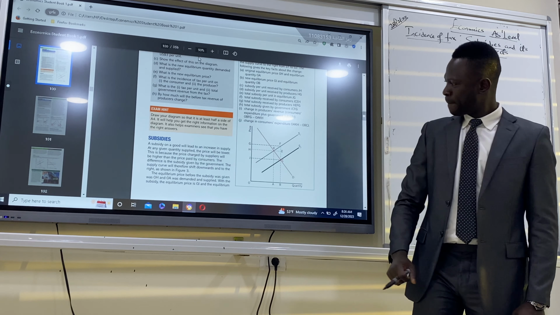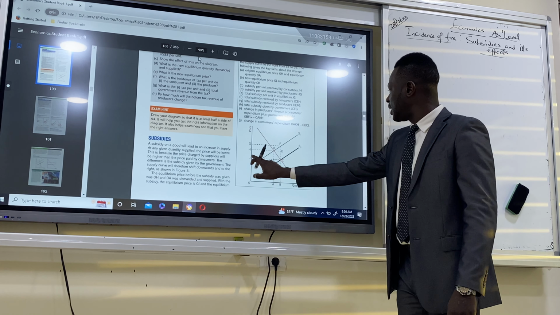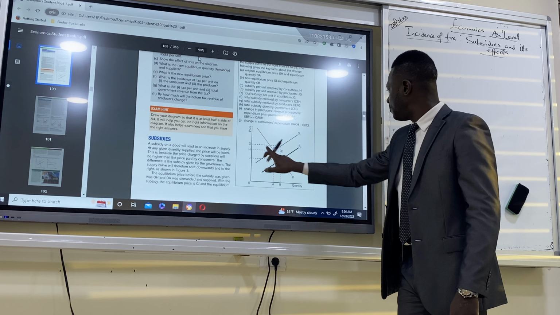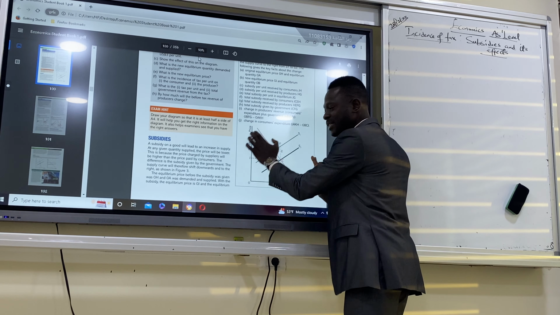Is it clear? Yes. Great. So, total subsidy given by government is JCFJ. This is what government is going to pay. This is the price. This is the total revenue.